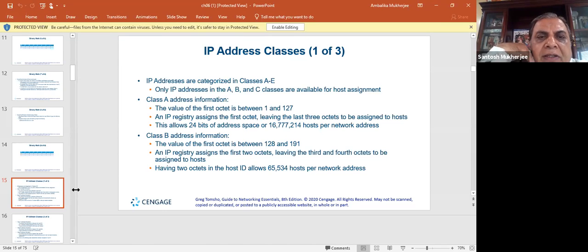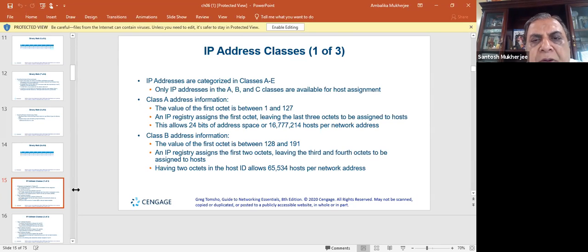Class A address: the value of the first octet is between 1 to 127. The IP registry assigns the first octet, leaving the last 3 octets to be assigned to hosts. This allows 24 bits of address space for hosts per network address. So basically, the IP addresses are divided into classes A, B, C. In a class A address, the value of the first octet is between 1 to 127, and the IP registry assigns the first octet, leaving the last 3 octets to be assigned to hosts. This allows 24 bits of address space for hosts per network address.